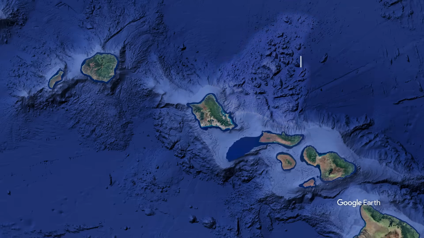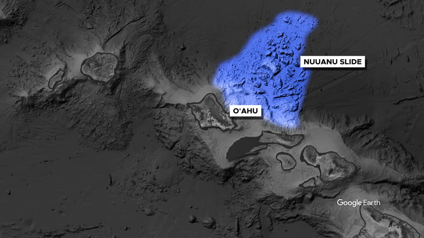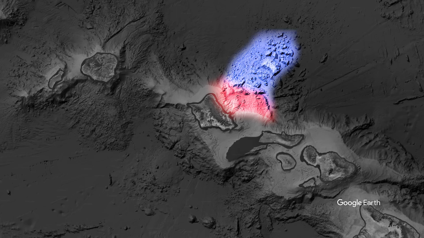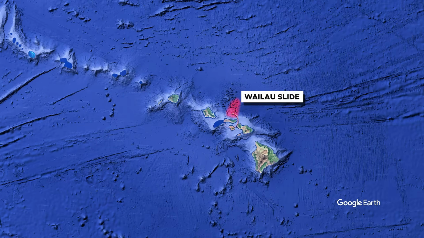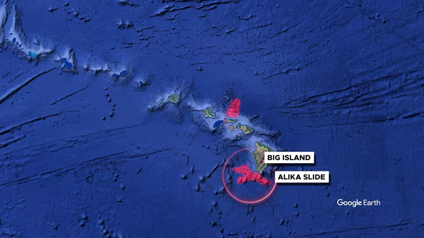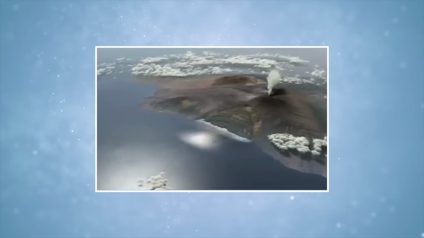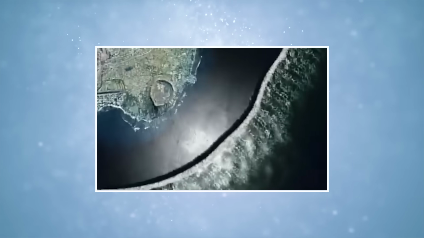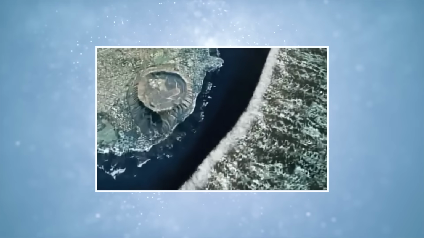collapses. The Nuanu slide off Oahu's northeast coast removed a chunk of the island more than 2,000 cubic kilometers in volume and scattered blocks the size of Manhattan across the ocean floor over 200 kilometers away. The Wailau slide off Molokai and the Alika slide off the Big Island are similarly immense. Such collapses are rare on human timescales, occurring every 100,000 to several million years, but their potential consequences are staggering.